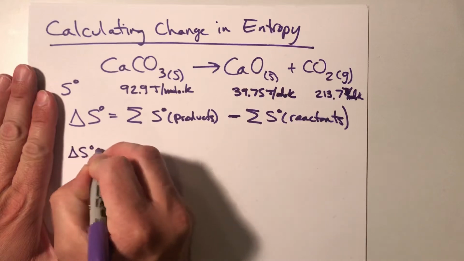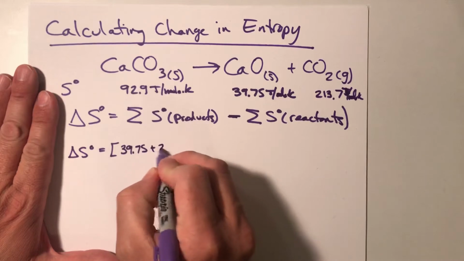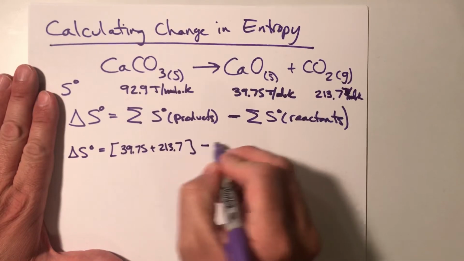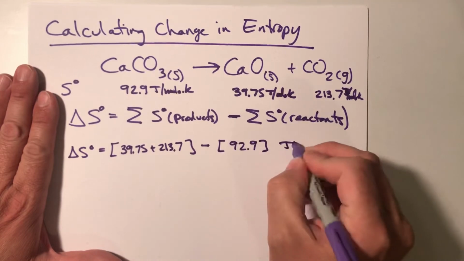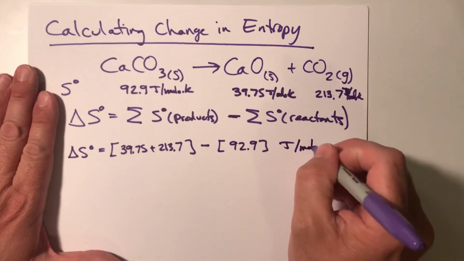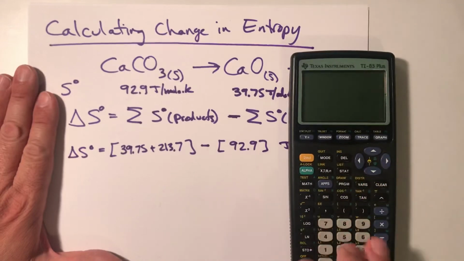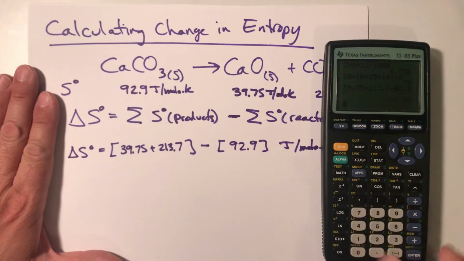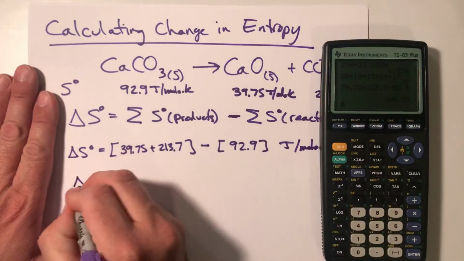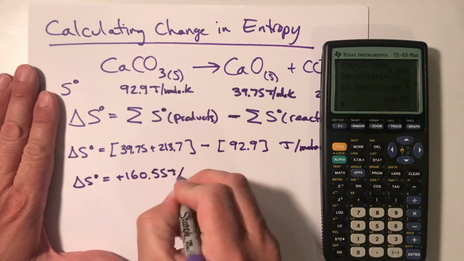So we do our delta S is equal to the sum of our products, which is going to be 39.75 plus 213.7, minus the sum of our reactants. We only have one reactant. And this is all going to have units of joules per mole Kelvin. So get out our calculator, add all this up. And that gives us a value of positive 160.55 joules per mole Kelvin.